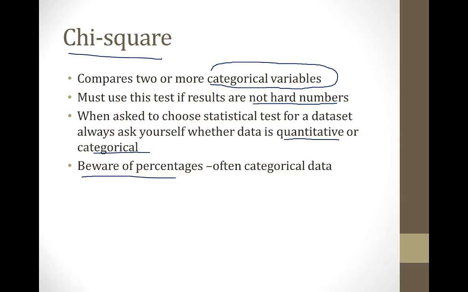Beware of percentages. These are often categorical data. So for example, if they said 20% of patients in group 1 are heavy exercisers and 40% in group 2 are heavy exercisers, the way you test whether that's a statistically significant difference is by using the chi-square, because heavy exercise is a yes or no categorical variable.